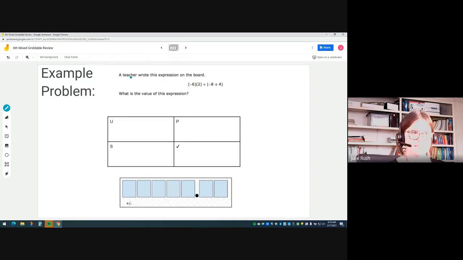Here is another example of an expression. This one says, a teacher wrote this expression on the board. What is the value of the expression? And so they want me to simplify this, right? So this is a simplify. When we simplify, we use our order of ops.